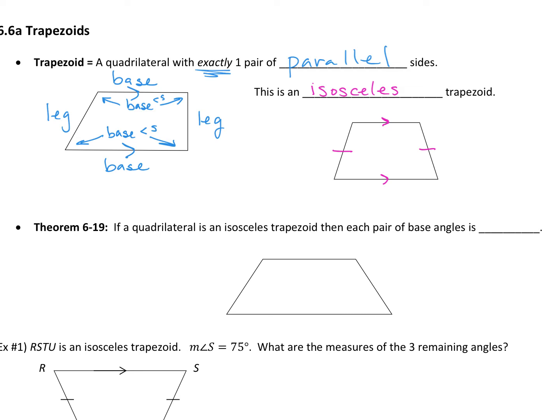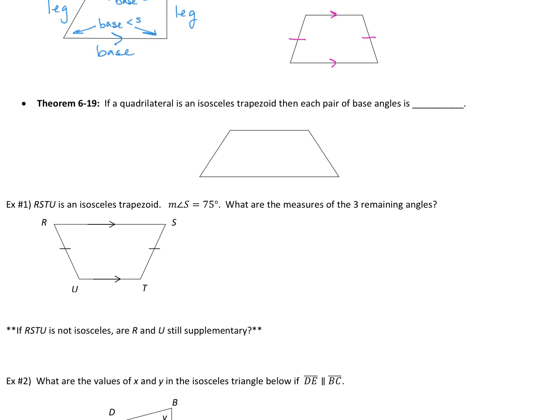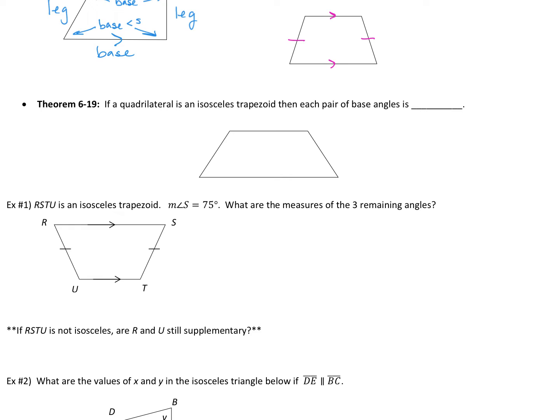Opposite angles. Not opposite angles. The base angles are congruent, okay? Which is what this theorem says. If a quadrilateral is an isosceles trapezoid, then each pair of base angles is congruent, okay? So you're looking at a trapezoid. Those are your parallels. It's isosceles. Those are congruent. That means that these two angles on the bottom are the same, and these two angles up top are the same. Okay, so you have congruent base angles.